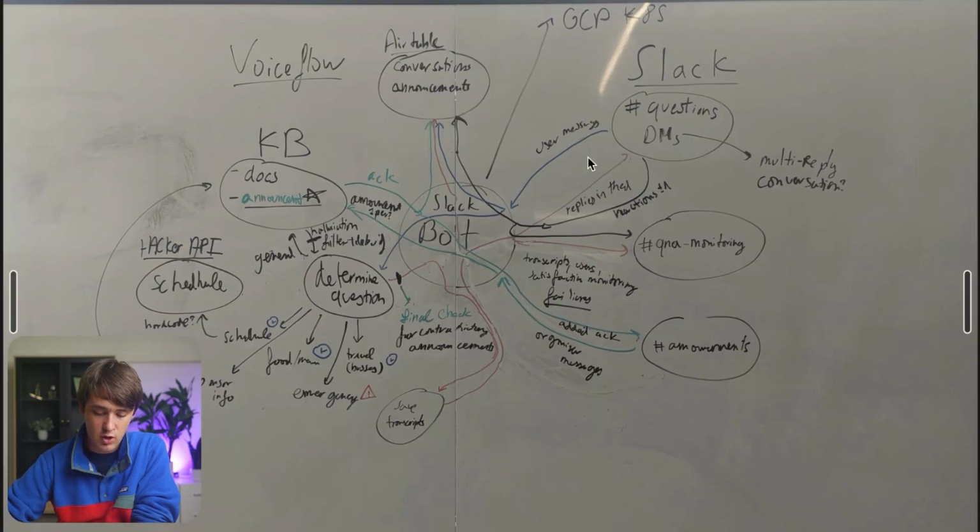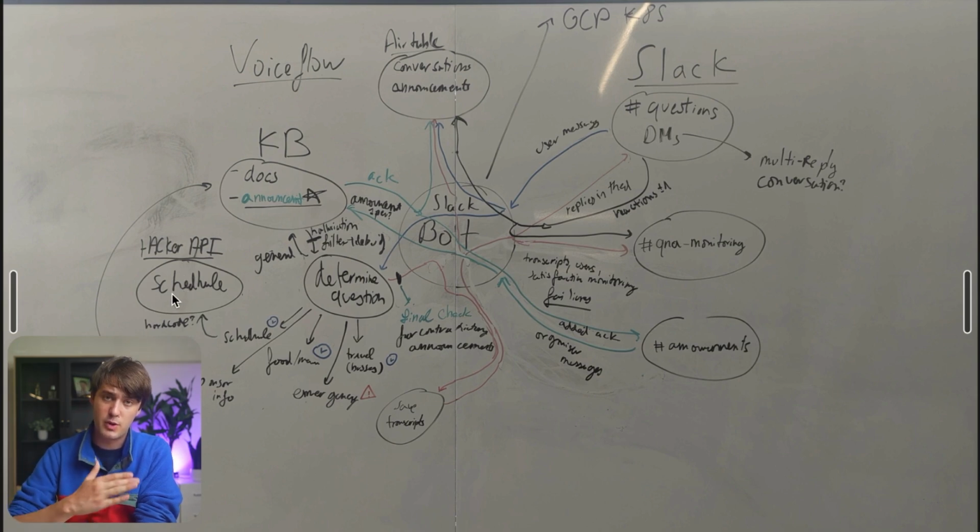The only other thing of note on this diagram is that we wanted to include more real-time data than just announcements. So when announcements or manual information is added, it's saved to the knowledge base. But we also wanted to use our scheduling API. At Hack the North, we have our own API that we run, called Hacker API, and it has scheduling information on it, so that when participants open their dashboard, they can see their schedule. But it could be really cool if the bot could read the schedule.